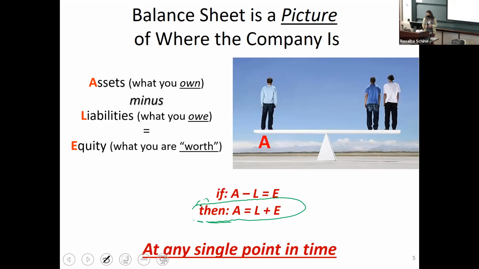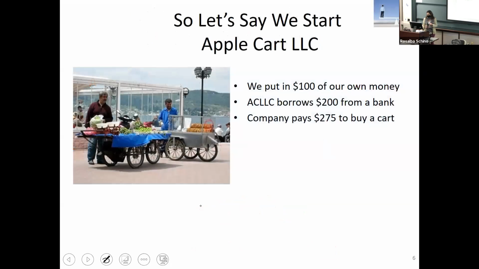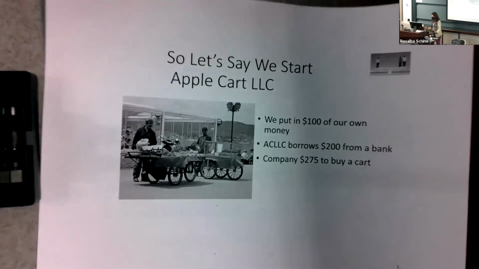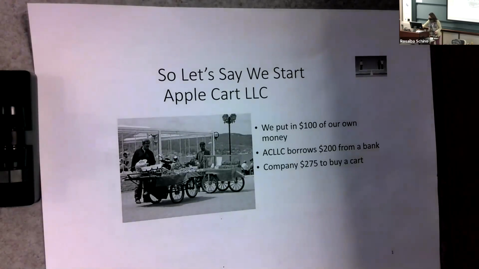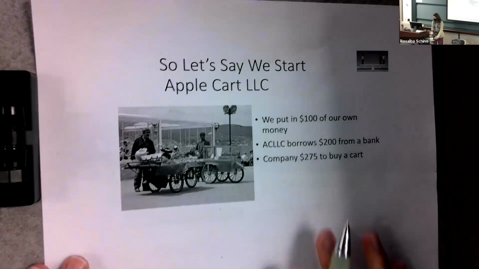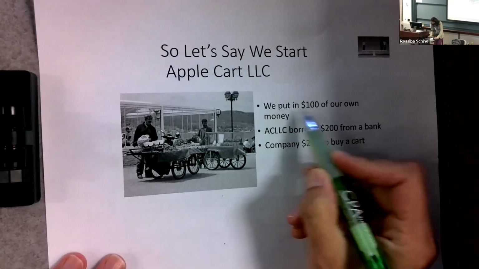Then we are done. So assets is the person on the left, and liability plus equity are the two people on the right. Then we made the little example here of Apple Cart LLC, which I have printed for convenience. We're gonna do it real quick using the document, just because it's easier, and I hope you guys can see this. Here we're gonna demonstrate that assets equal liabilities plus equity at any point of time.